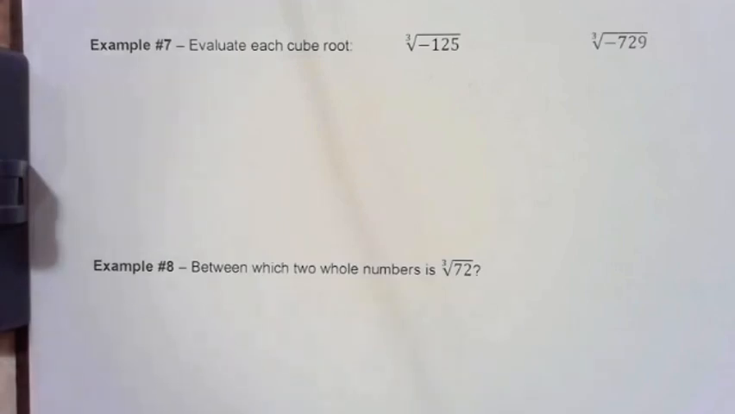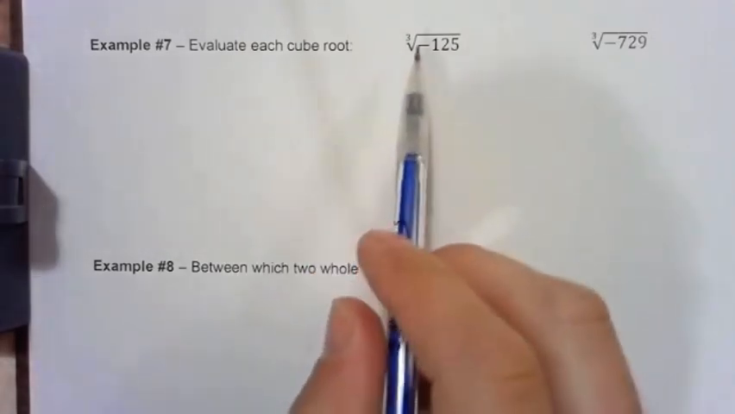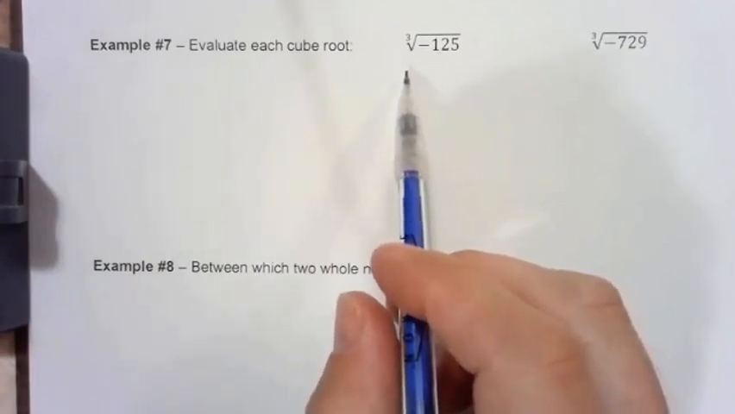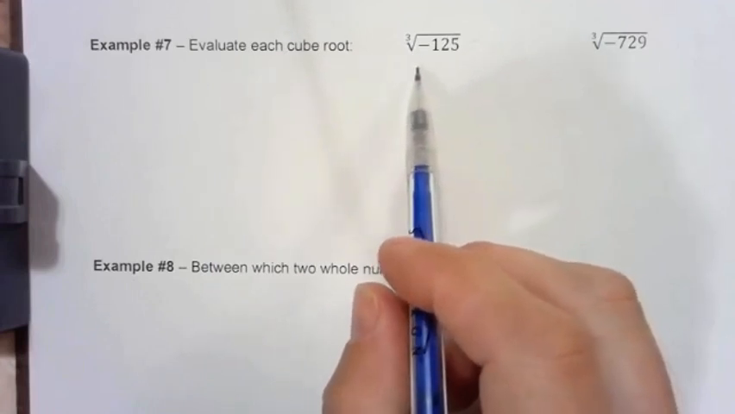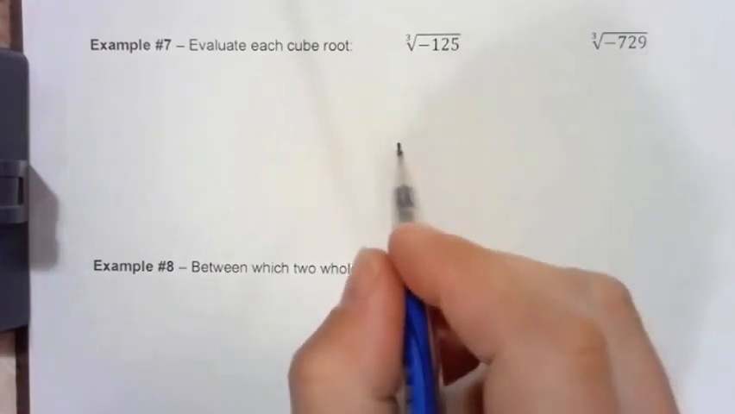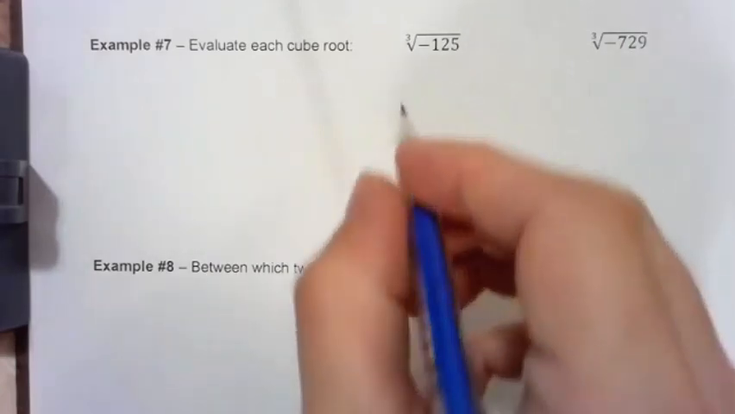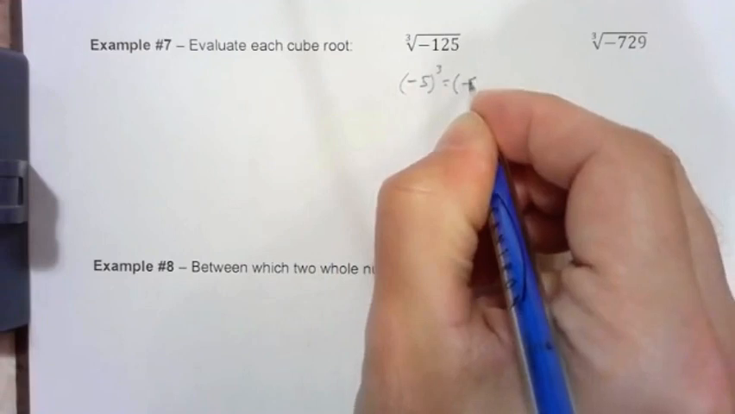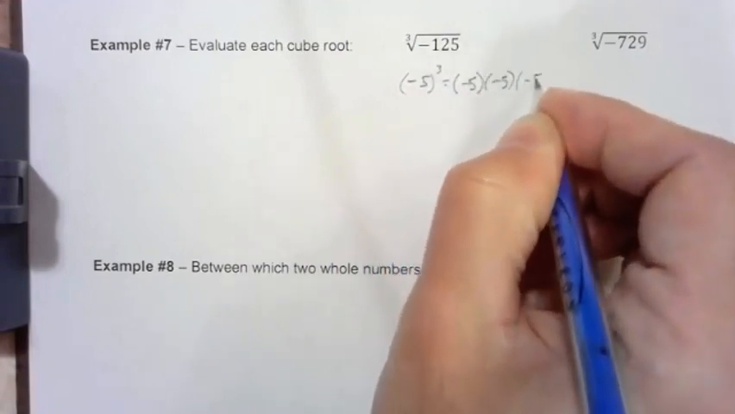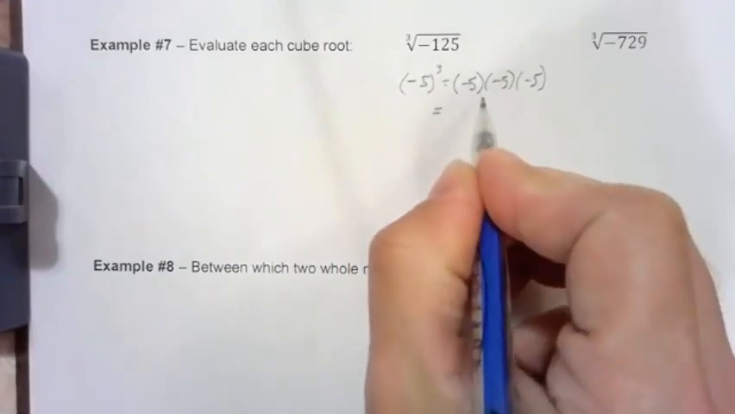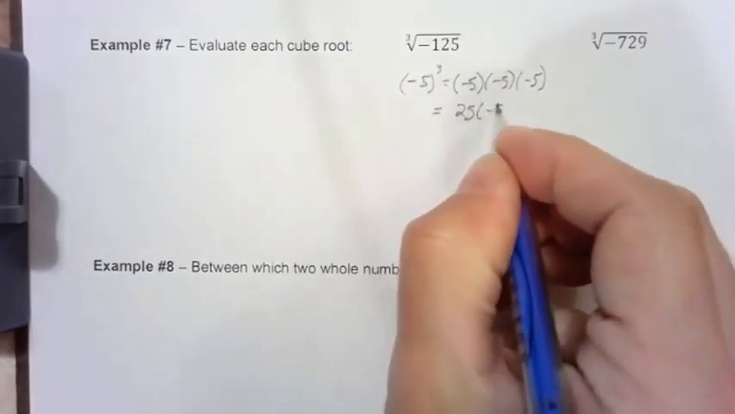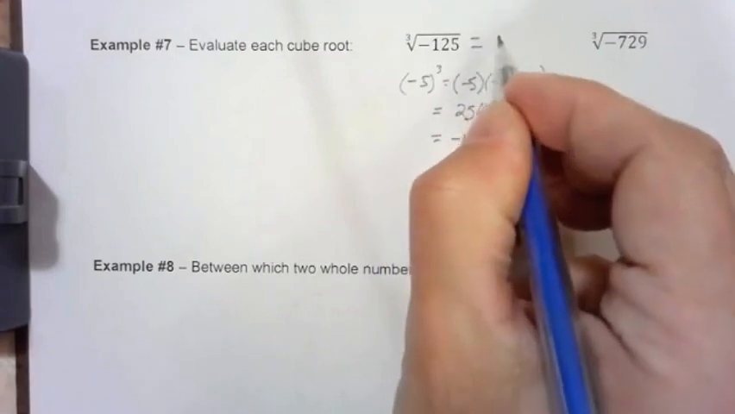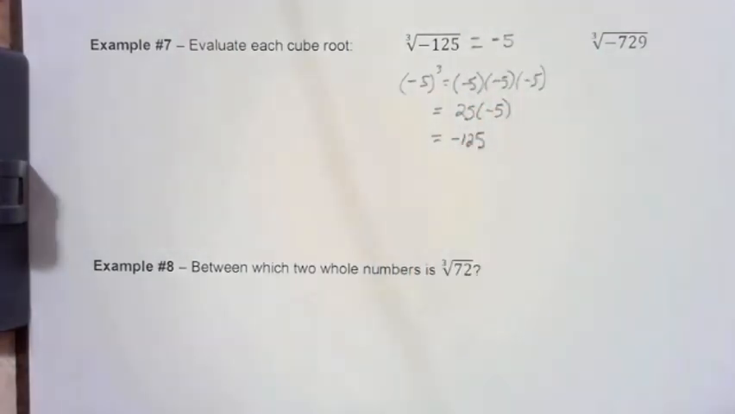Let's have some practice with cube roots of negative numbers now. In the first example, we're looking for the cube root of -125. I want to know which number multiplied by itself three times would equal -125. Well, I know that 5 cubed is 125. So if I take -5 and cube it, that means -5 times -5 times -5. -5 times -5 is 25, and 25 times -5 is -125. So the cube root of -125 has to be equal to -5.